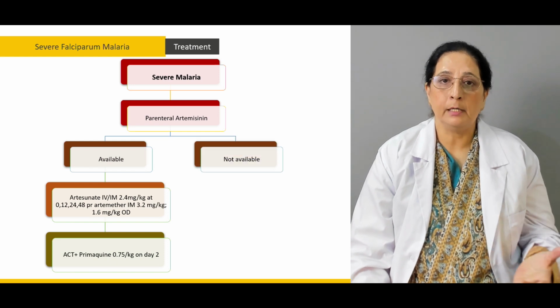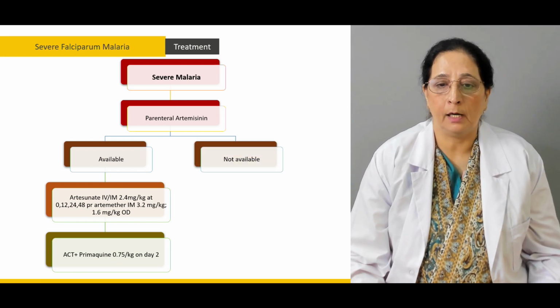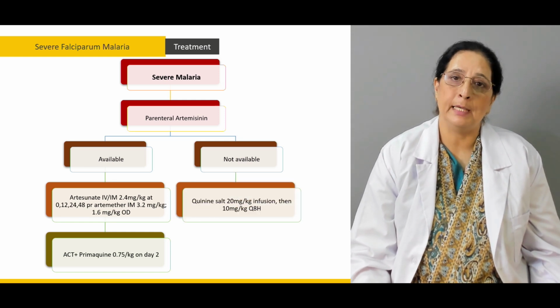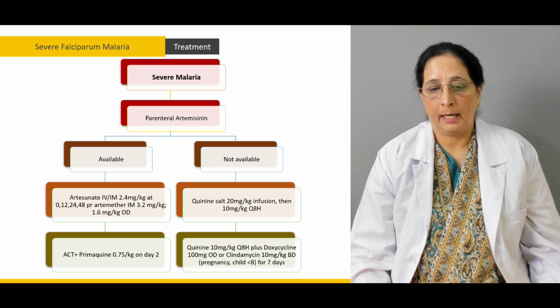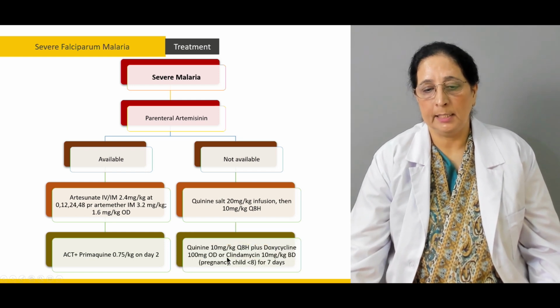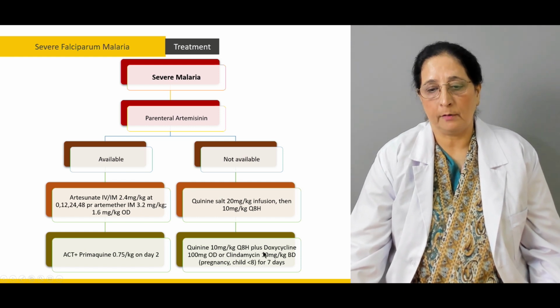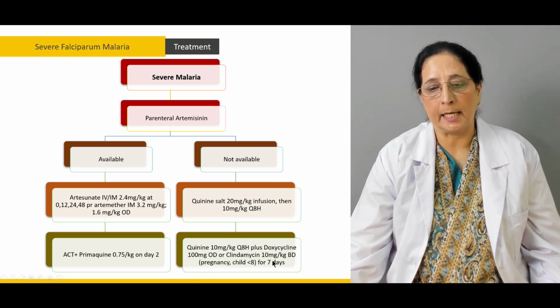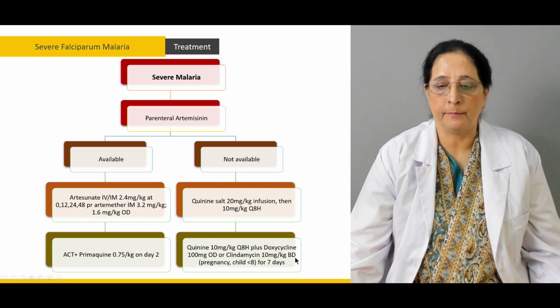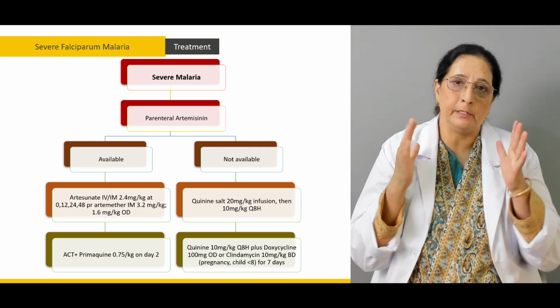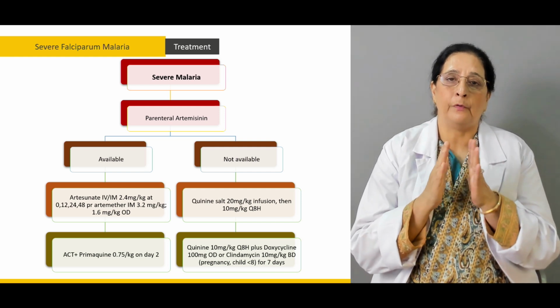If parenteral artemisinin is not available, then we go for quinine salt, and we can give quinine 10 milligram per kilogram every 8 hours plus doxycycline 100 milligram OD or clindamycin 10 milligram per kilogram twice daily for 7 days.